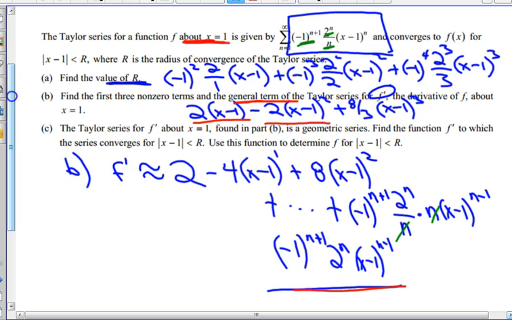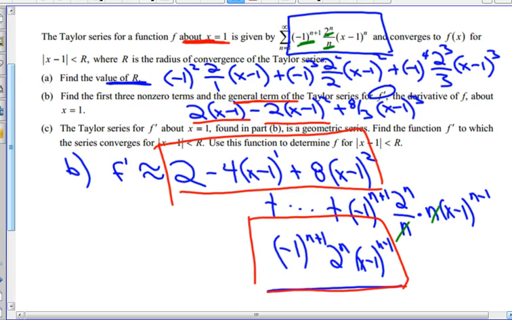Make that hopefully a little clearer. There's my general term. There's my first 3 non-zero terms, and maybe we'll just highlight that so we have both of those parts. All right, that takes care of part B. Again, things that we've learned how to do, not too bad.